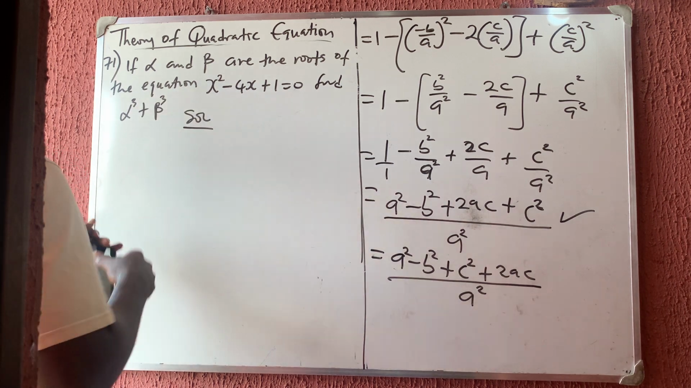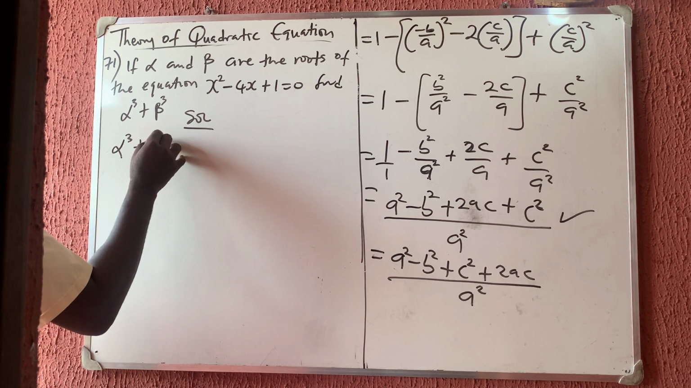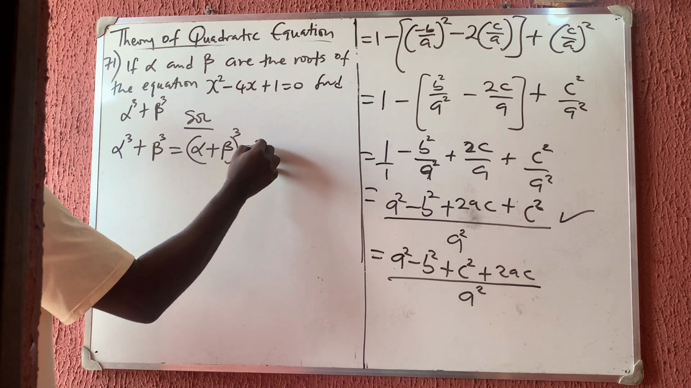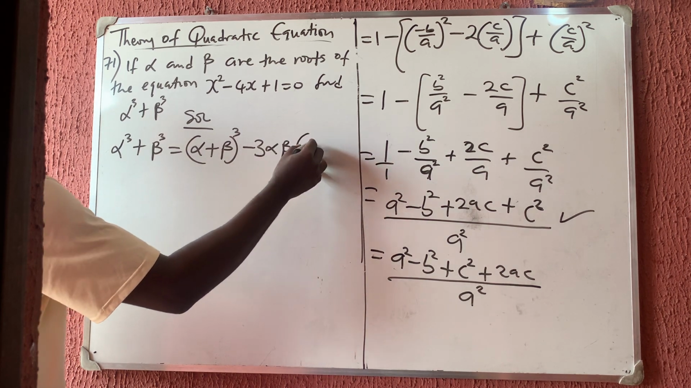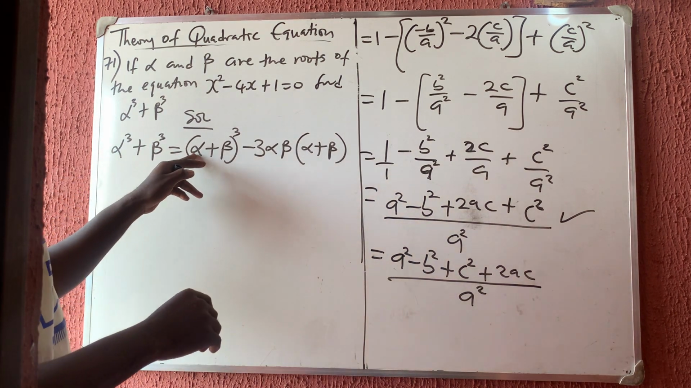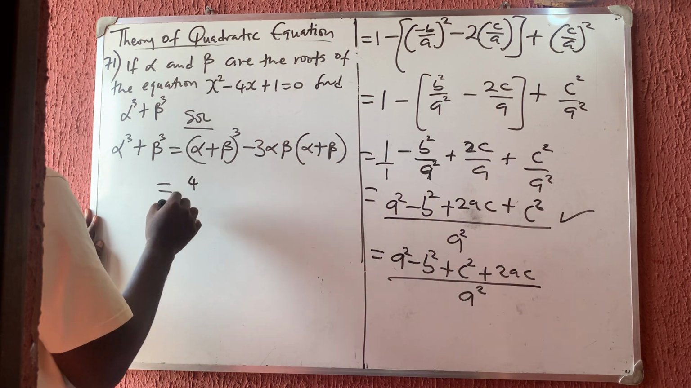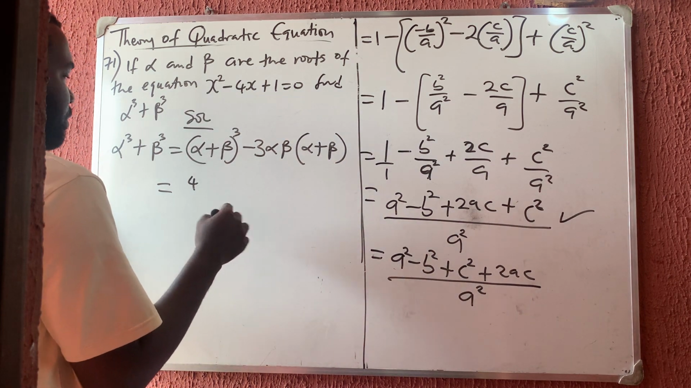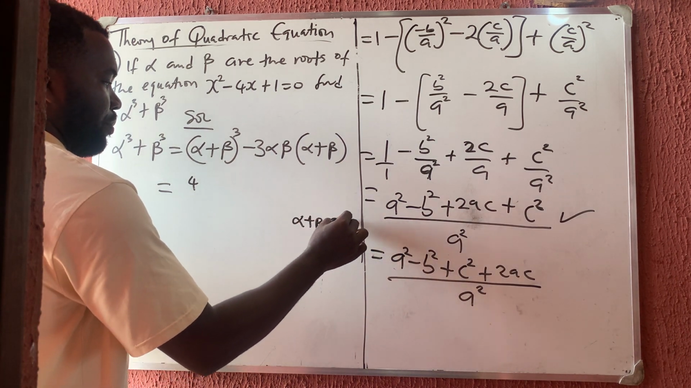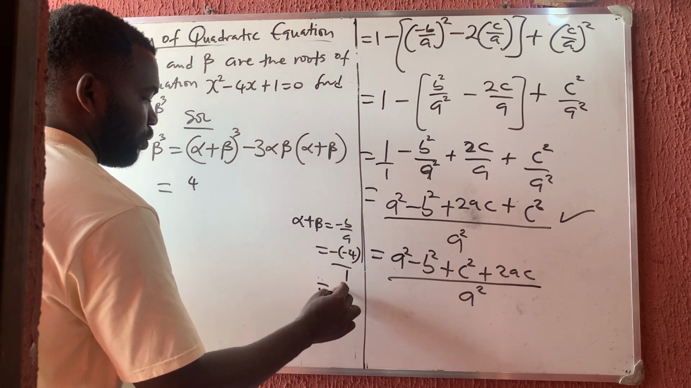Solution. This is very simple. Alpha cube plus beta cube is equal to alpha plus beta all cubed minus 3 alpha beta times the bracket of alpha plus beta. Don't forget that alpha plus beta is minus b over a, which gives 4 over 1, which is 4. In fact, the first thing we are supposed to find is alpha plus beta, which is minus b over a, minus into minus 4 over 1, which is just 4.